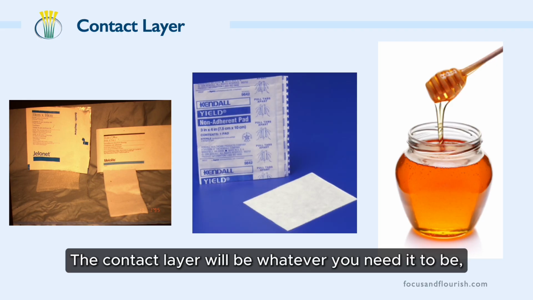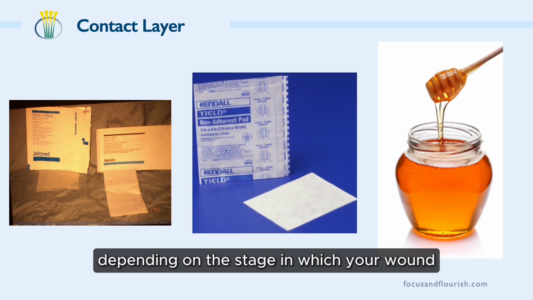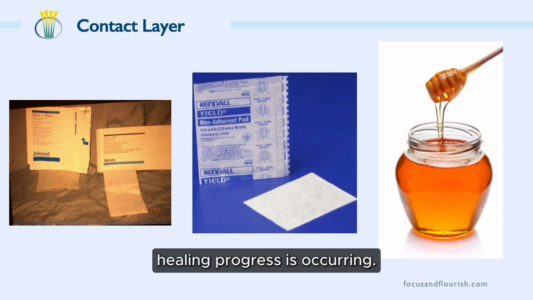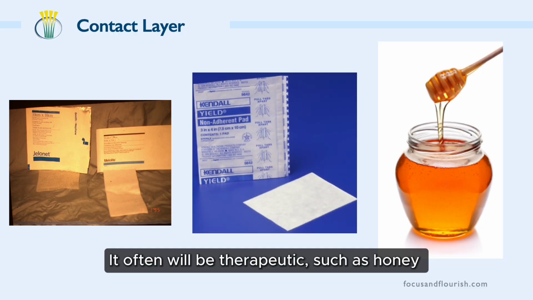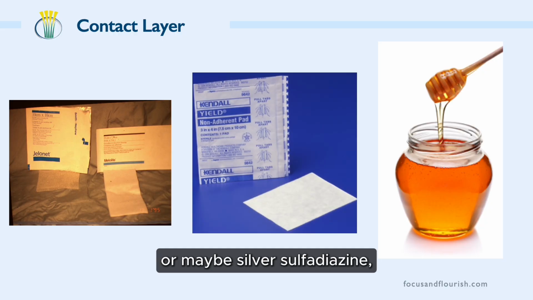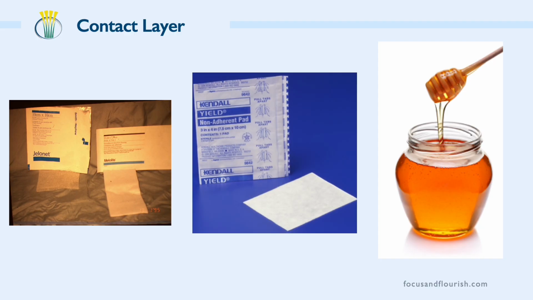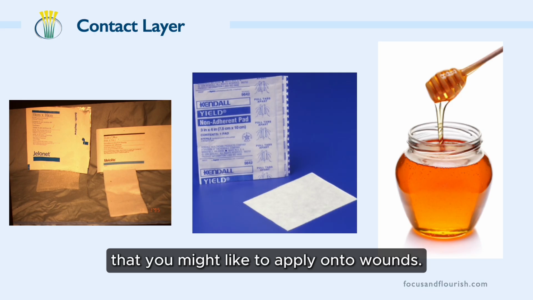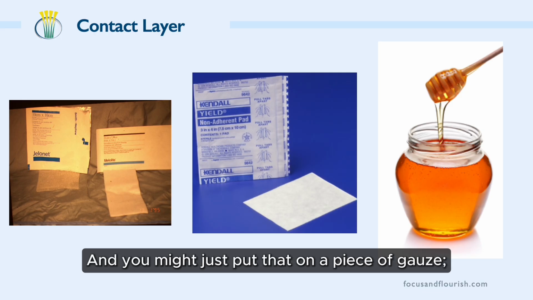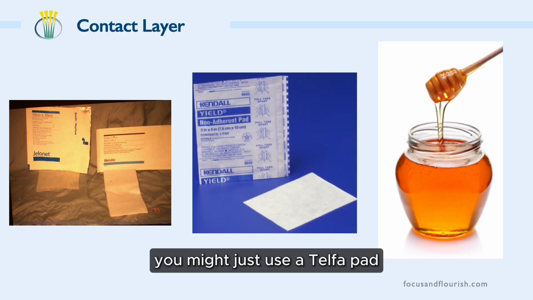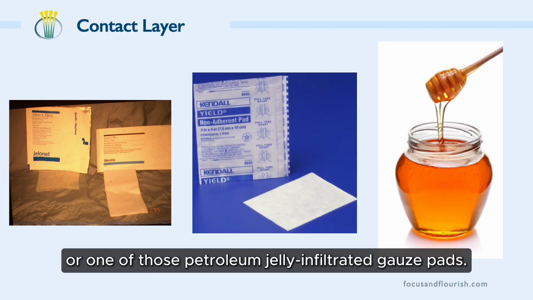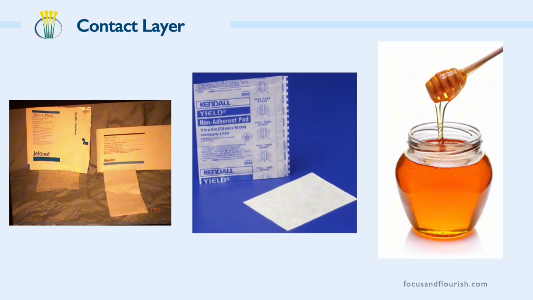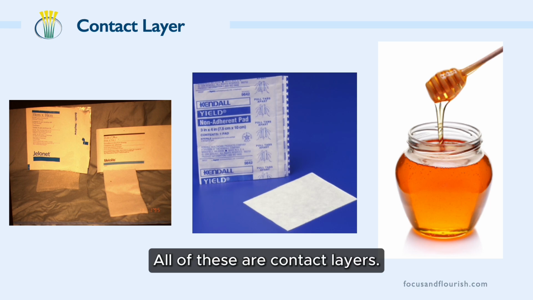The contact layer will be whatever you need it to be depending on the stage in which your wound healing progress is occurring. It should usually be non-adherent. It often will be therapeutic, such as honey or maybe silver sulfadiazine or whatever your product of choice that you might like to apply onto wounds, and you might just put that on a piece of gauze. You might just use a Telfa pad or one of those petroleum jelly infiltrated gauze pads. All of these are contact layers.